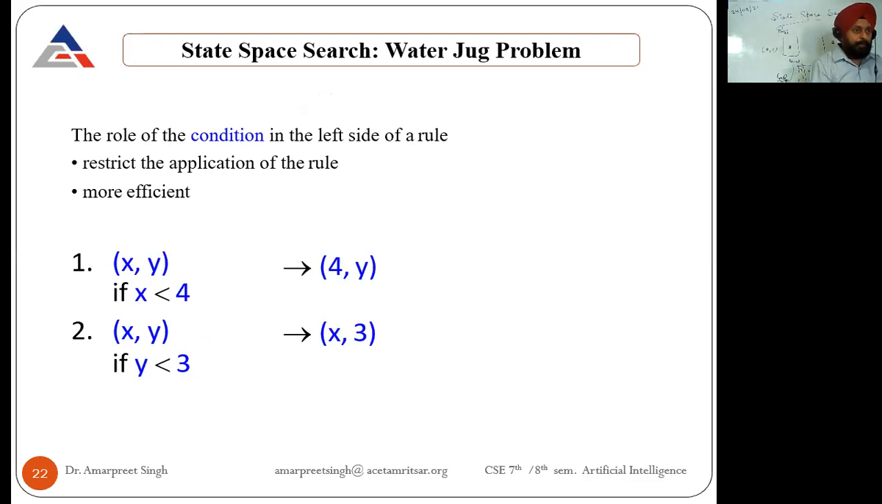So certain rules are there. For example, (x, y) goes to (4, y) only if x is less than 4. You can put 4 liters of water here only if initially it is less than 4 liters. And you can put 3 liters here only if y is less than 3. So this is the rule. These are the conditions; the rules are nothing but conditions that are applied.